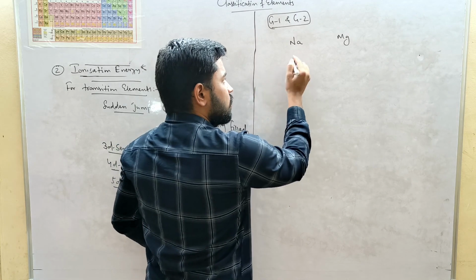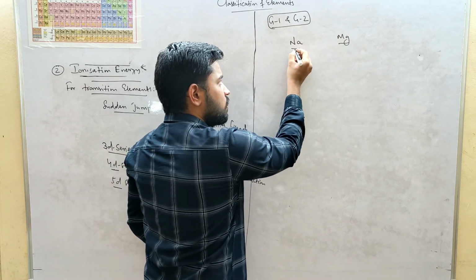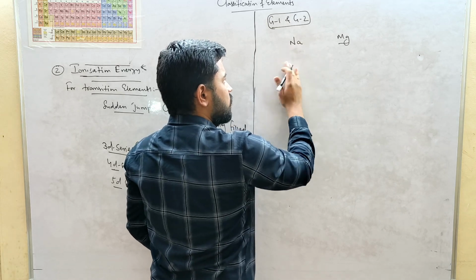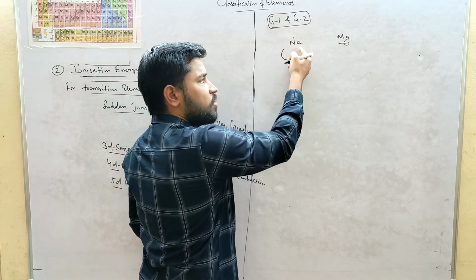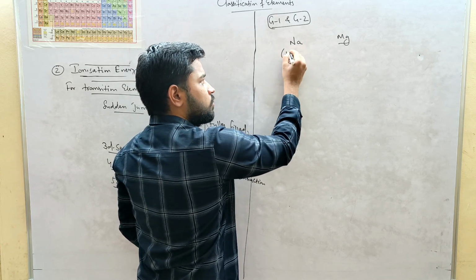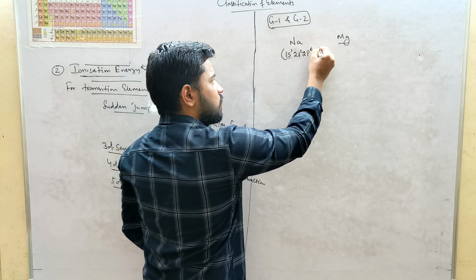In this case, for group 1, the sodium will lose one electron. So first we will write the electronic configuration. Atomic number is 11, so we can write 1s2, 2s2, 2p6 and 3s1.